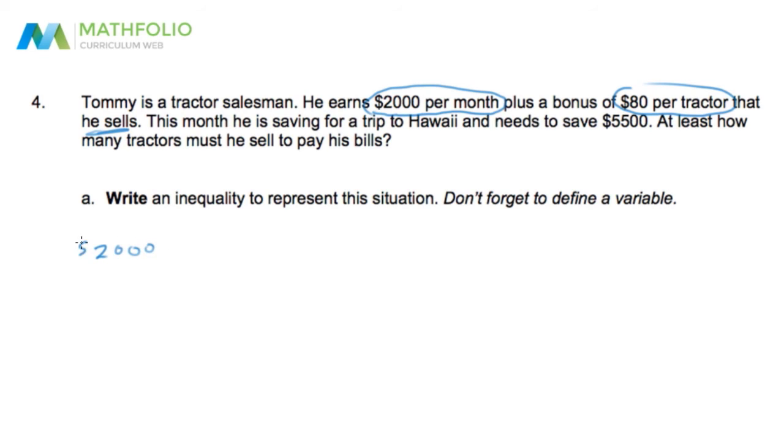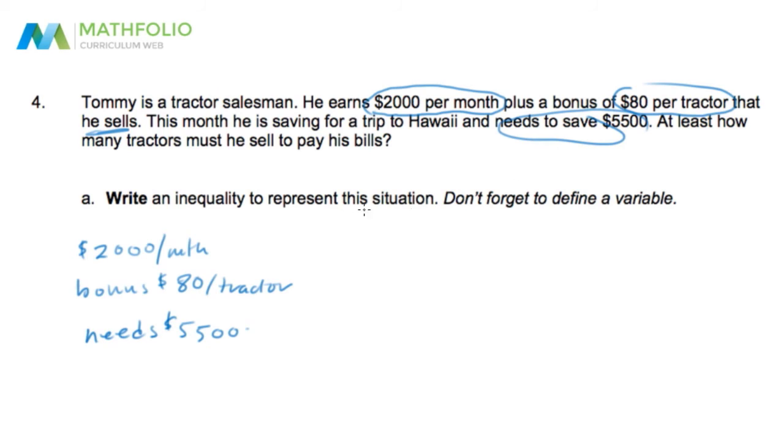$2,000 per month. He also gets a bonus of $80 per tractor that he sells. This month he's saving for a trip to Hawaii. He needs, so this is important, he needs $5,500. He needs $5,500. At least how, and it wants to know at least, the real question is at least how many tractors must he sell to pay his bills.